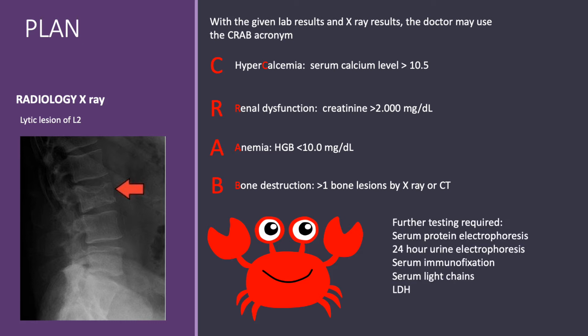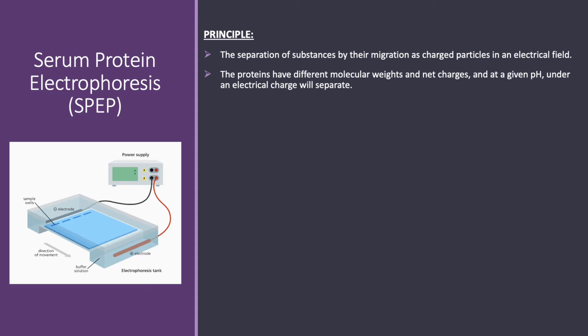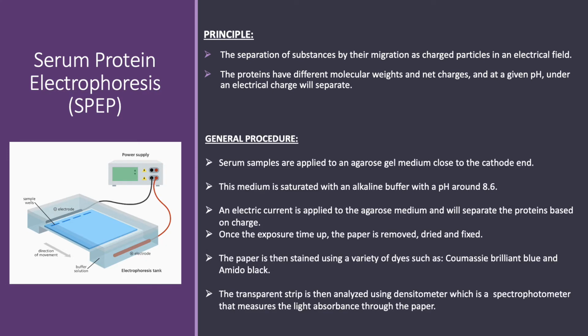The further testing required is serum protein electrophoresis, a 24-hour urine electrophoresis, serum immunofixation, serum light chains, and LDH. Serum protein electrophoresis is the separation of substances by their migration as a charged particle in an electrical field. The proteins have different molecular weights and net charges, and at a given pH under an electrical charge, they will separate. The procedure is serum samples are applied to an agarose gel medium close to the cathode end.